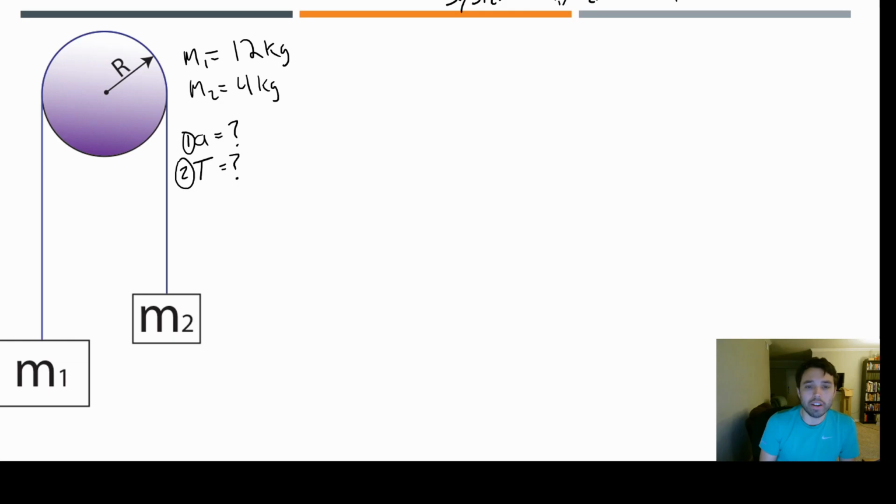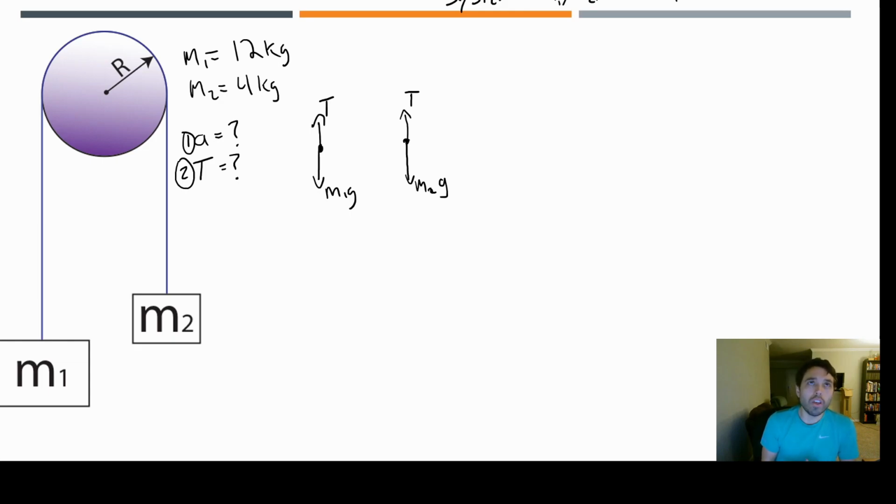So let's draw a free body diagram for our blocks. That's always step one. For M1, we have weight down, M1G, and then up we have that tension force. And then for the second object, M2G down, and up we have that same tension force. I just have a hard time drawing arrows. There we go. Now, the upward tension force is the same, right? It's the same rope, so it's the same tension force.